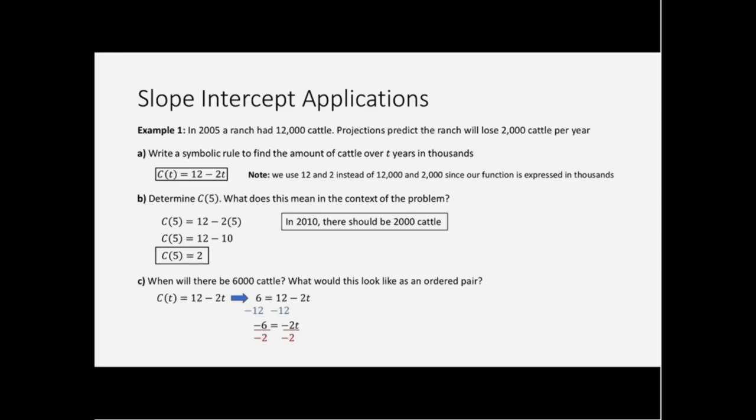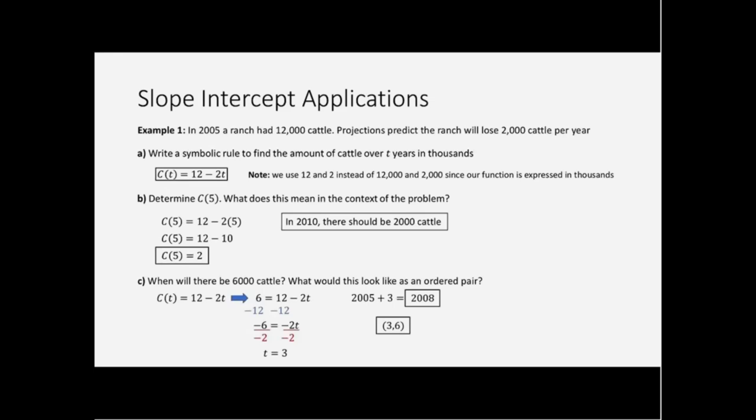And I get 3. So this question's not asking what does this mean in the context of the problem. It's simply asking what does it look like as an ordered pair. And this goes back to the very beginning of graphing. An ordered pair is a point. So this as a point is my output is 6, my input is 3, so it would be 3 comma, output is 6,000, yeah, 3 comma 6.